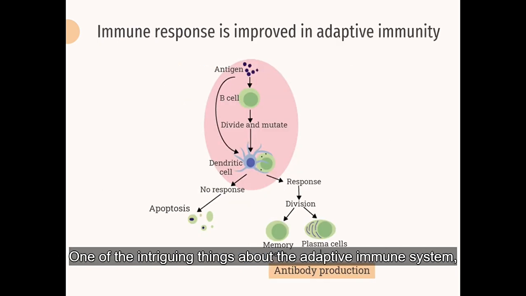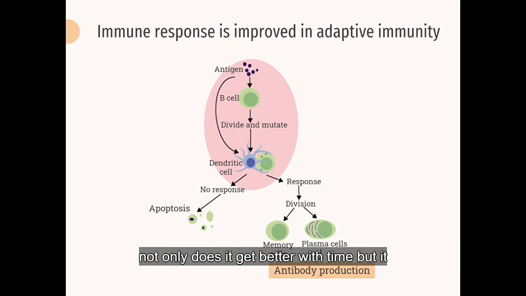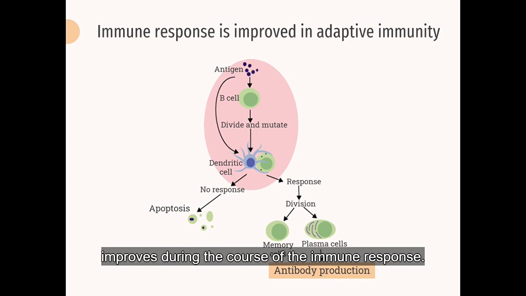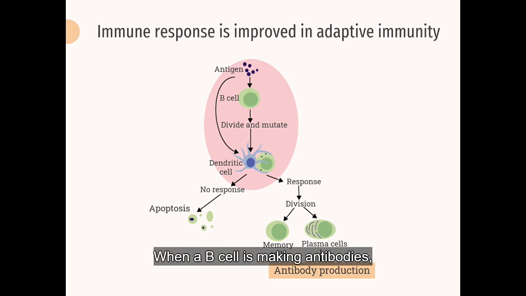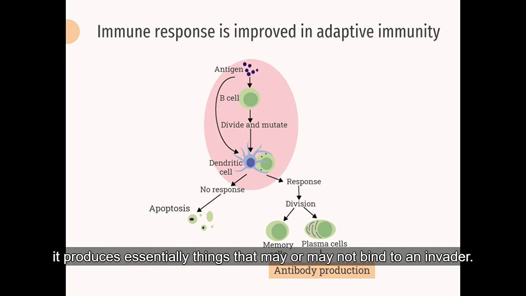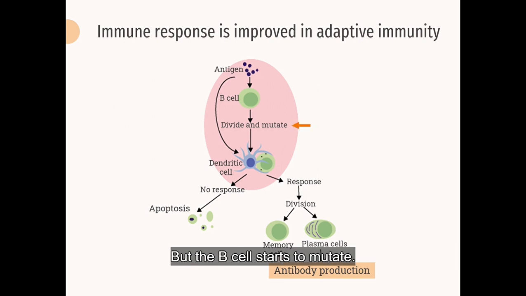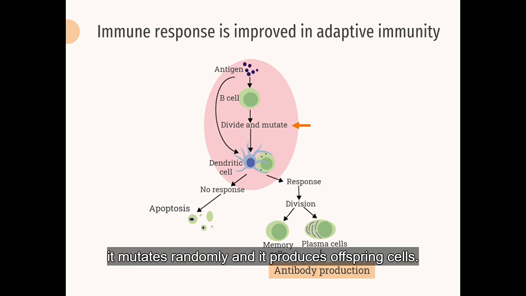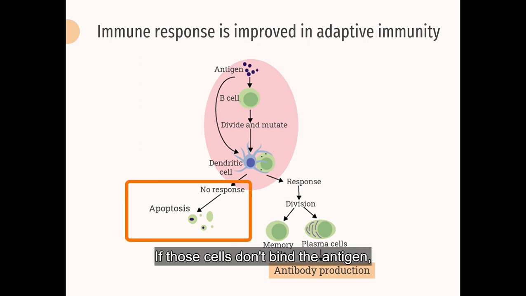One of the intriguing things about the adaptive immune system is that not only does it get better with time, but it improves during the course of the immune response. When a B cell is making antibodies, it produces essentially things that may or may not bind to an invader. But the B cell starts to mutate. So when it is stimulated by an antigen, it mutates randomly and it produces offspring cells. If those cells don't bind the antigen, they're just wiped out. They undergo apoptosis, cellular death, and die.